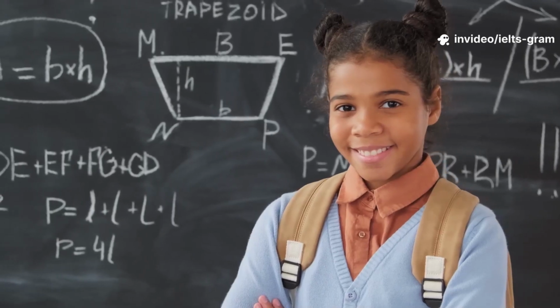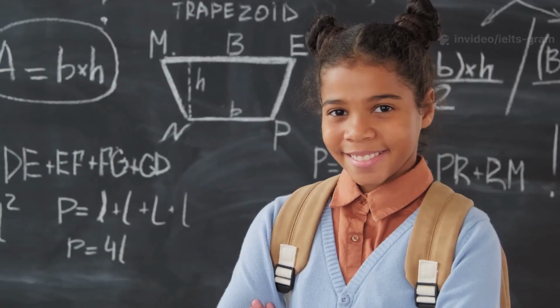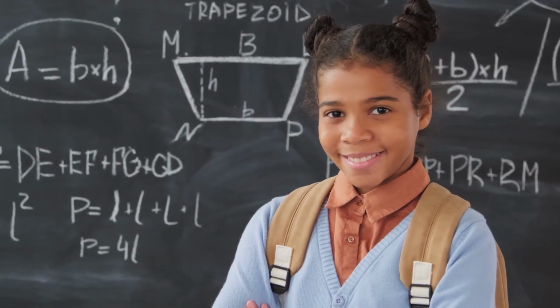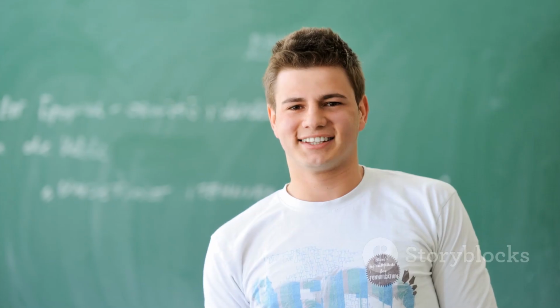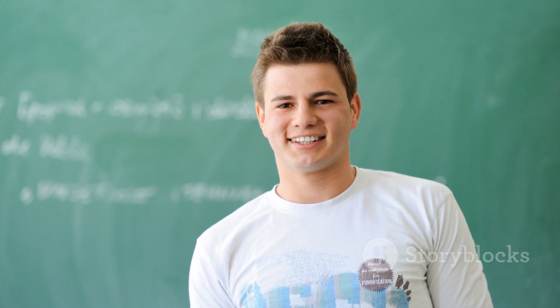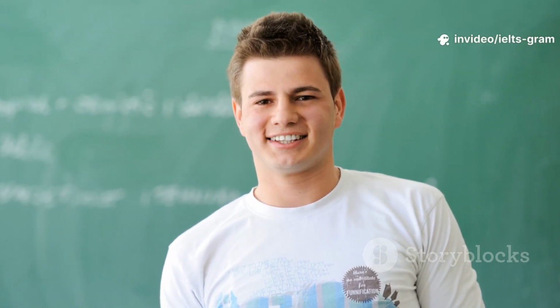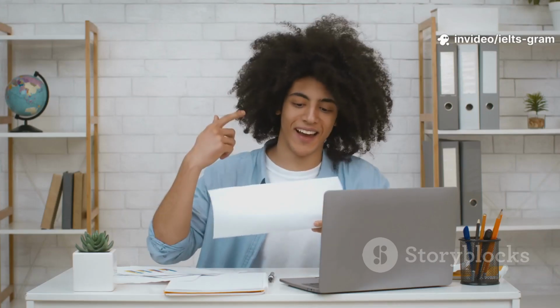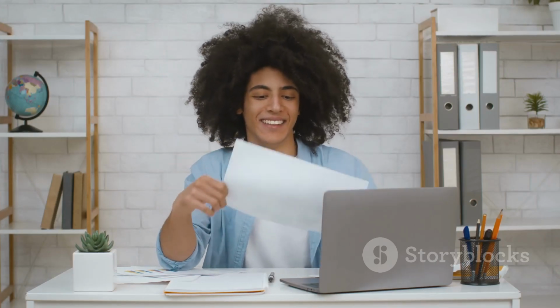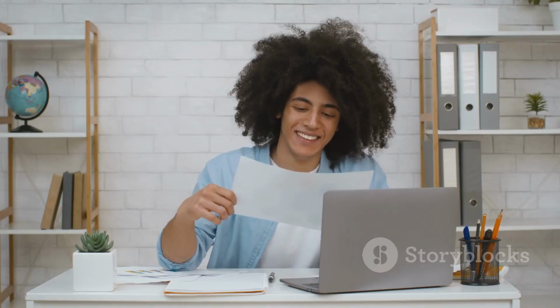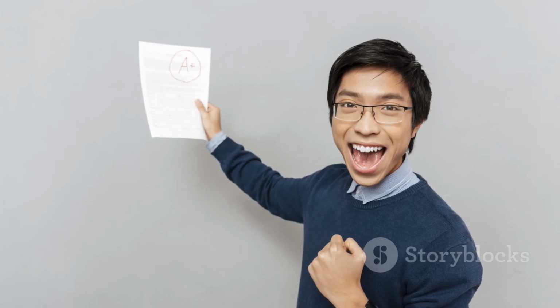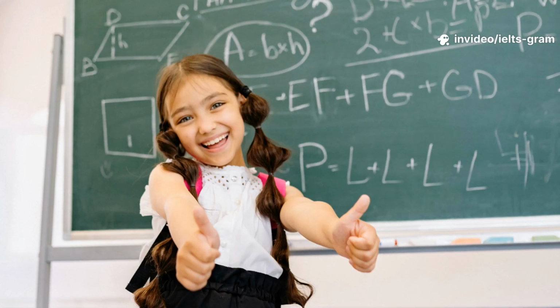Congratulations on making it through. You now have a comprehensive understanding of how to use articles correctly for the IELTS exam. Let's quickly recap. Use a or an for singular nonspecific nouns, paying attention to the sound. Use the for specific, unique, or previously mentioned nouns. And use the zero article for general plural and uncountable nouns, and for specific fixed phrases.